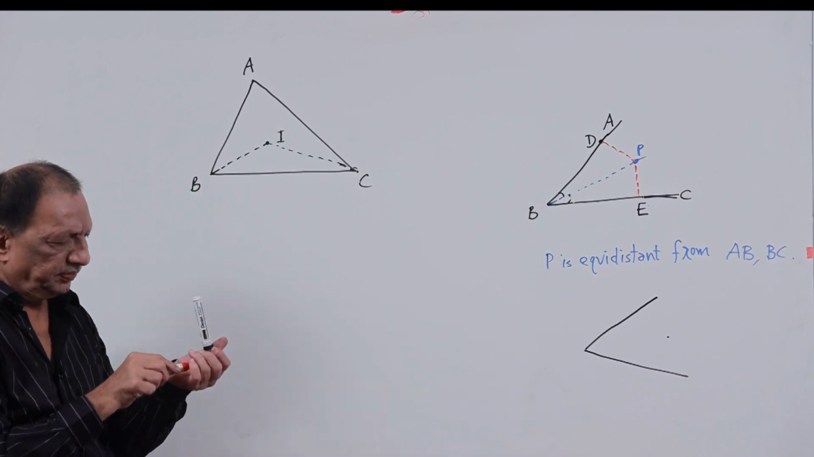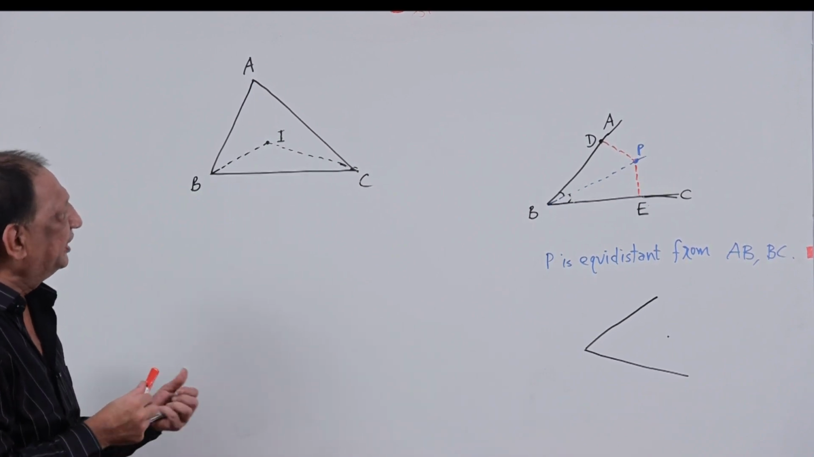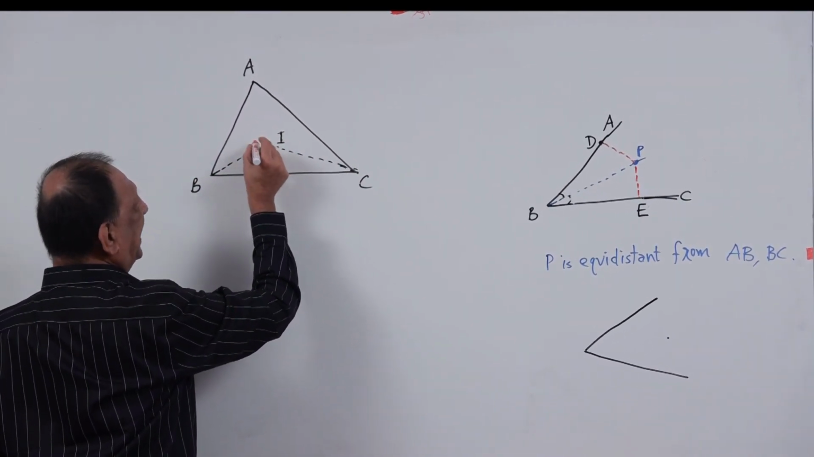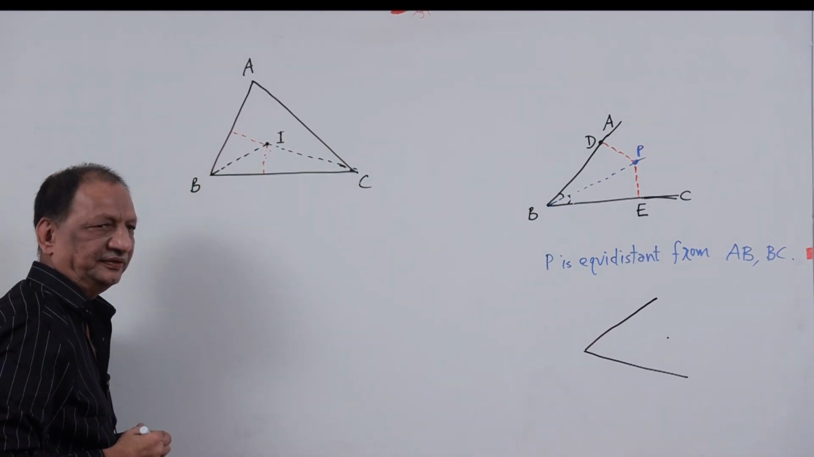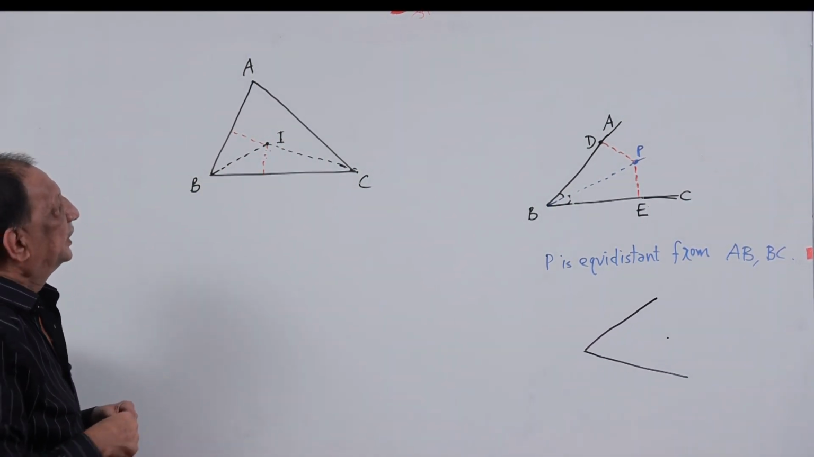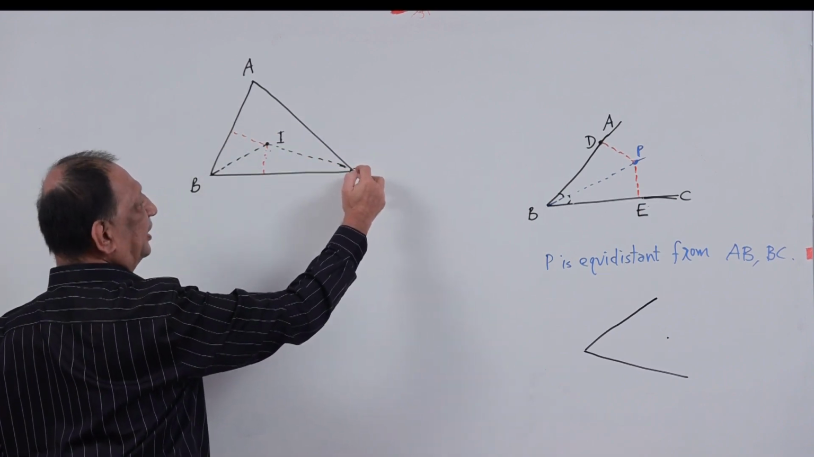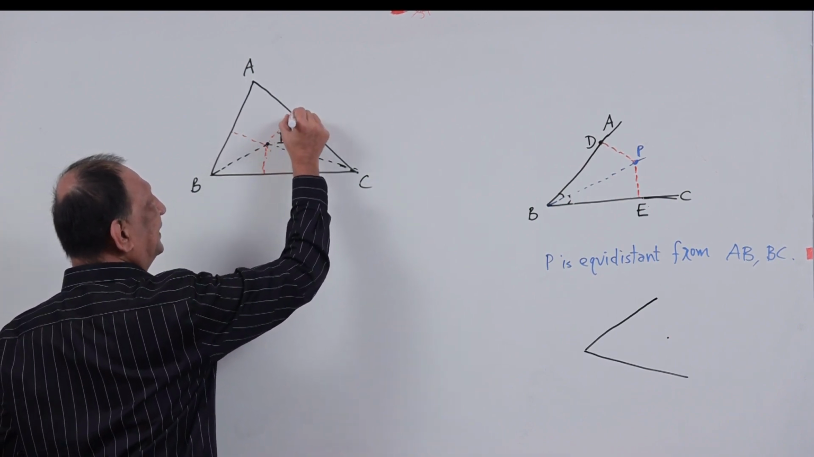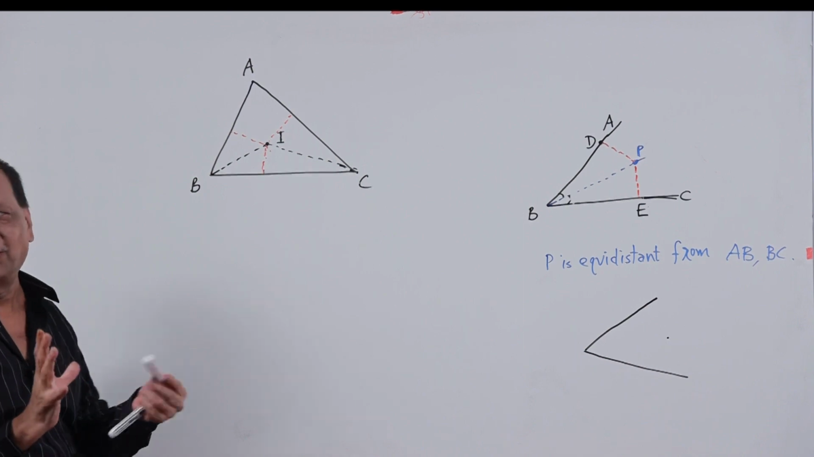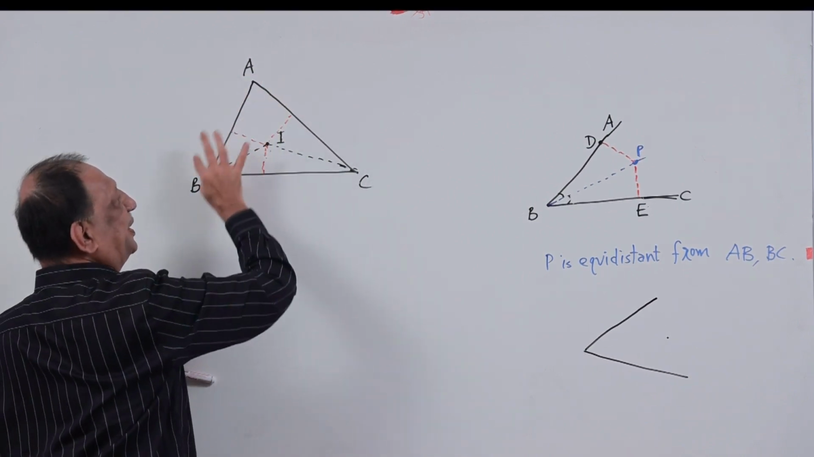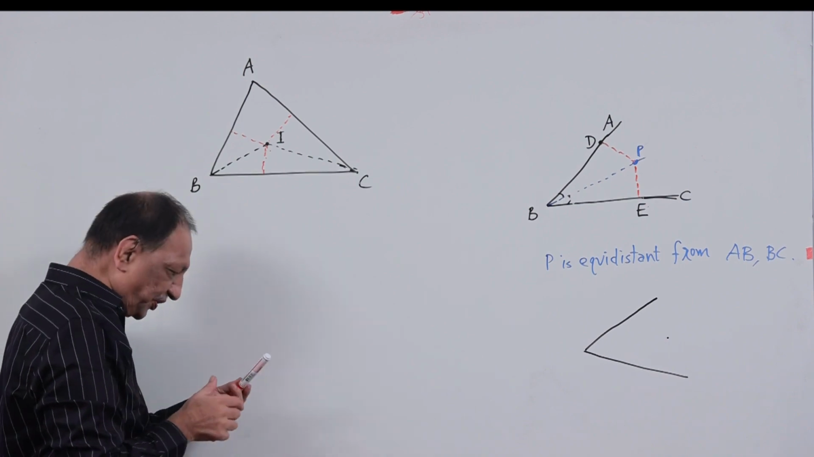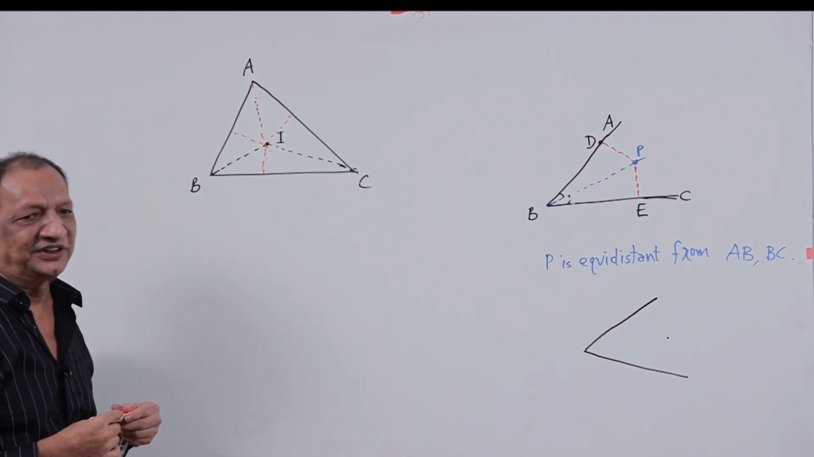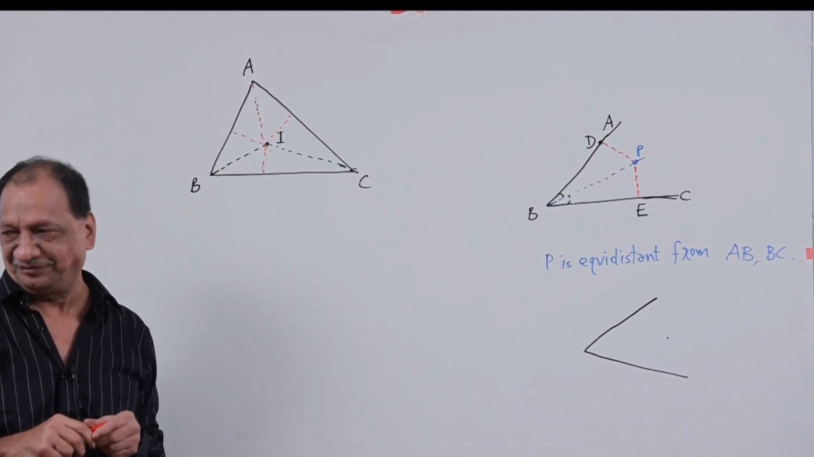Now, this theorem tells us that I, on the angular bisector of angle ABC, is equidistant from BC and AB. I also happens to be a point on the angular bisector of angle C, therefore it is equidistant from BC and AC. You combine the two results. Therefore, I is equidistant from AB and AC, so it must be on the angular bisector of angle A. Therefore, the three angular bisectors are concurrent.